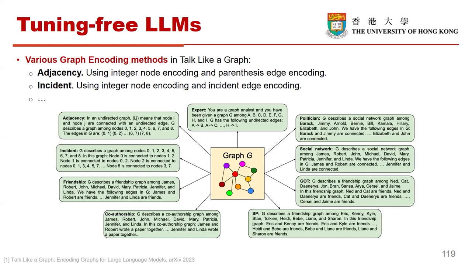If you use adjacency as a prompt technique, it will improve the language model's performance on link prediction tasks. Also, if you use the incident as a prompt technique, it may improve the large model's ability on degree calculations, since you only need to calculate the number of neighbors here. So different text encoders may have different impacts on different tasks. You have to choose the right encoder to achieve your goals. So this is the basic finding in this paper.